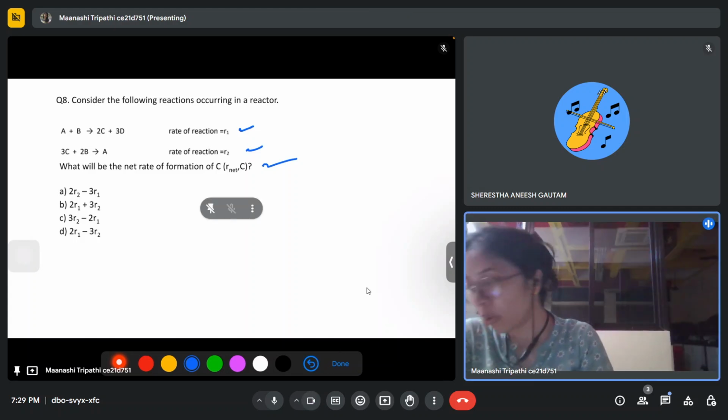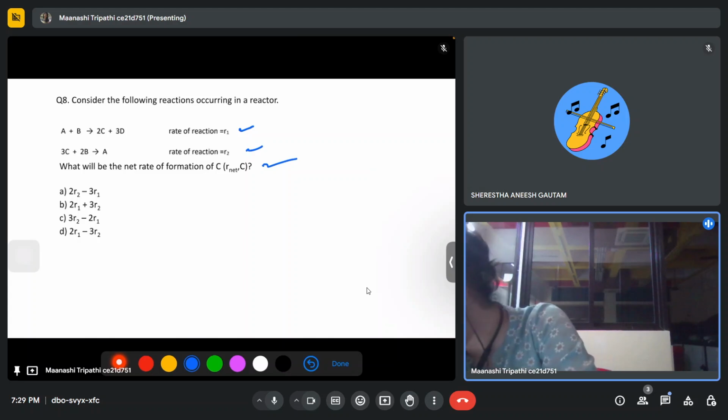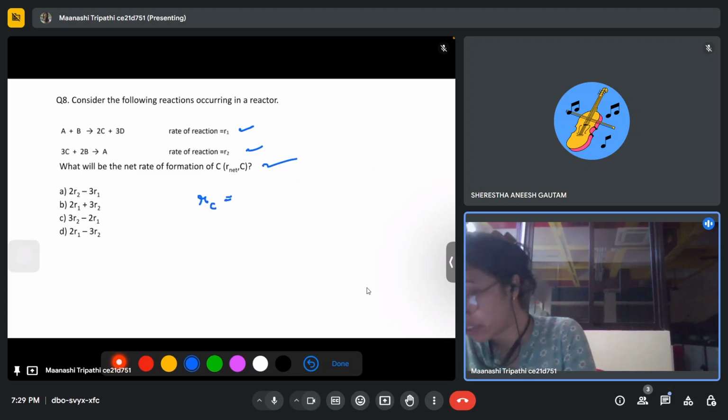Okay, so how to write this thing? We will look only for C. In the first reaction, C is forming, right? So what is rate of formation minus rate of loss? In the first reaction, C is forming. So what is the stoichiometry?